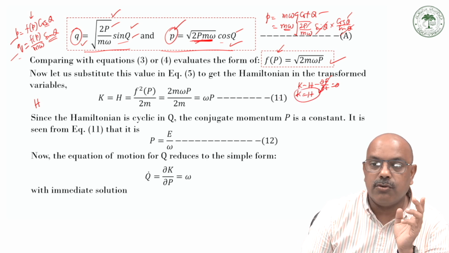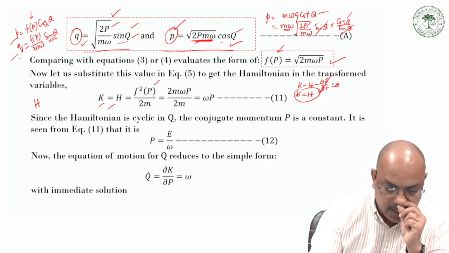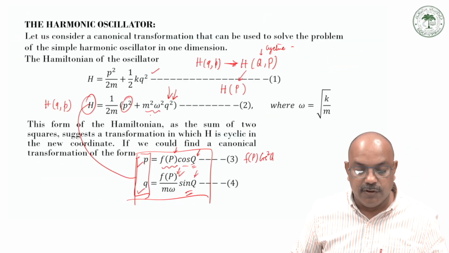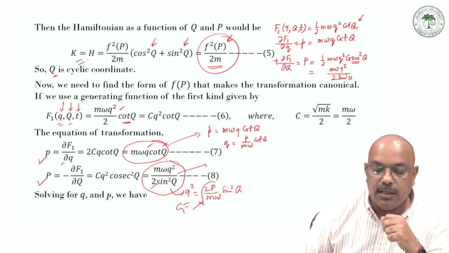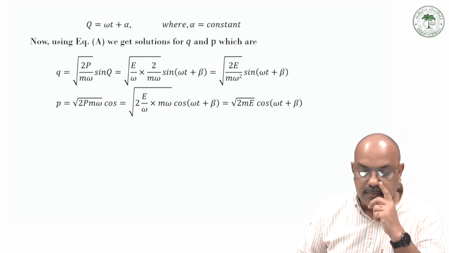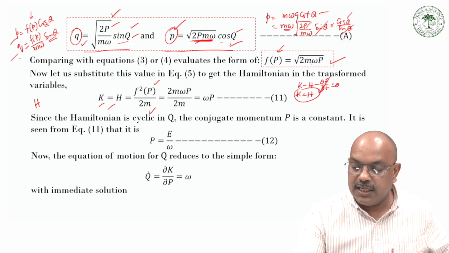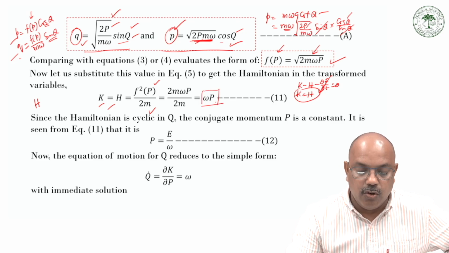The new Hamiltonian is going to equal the old Hamiltonian, that is f square p by twice m, which you already have. So once we know what F_p is, that is twice m p omega p, I can write it, and this is going to be omega p.